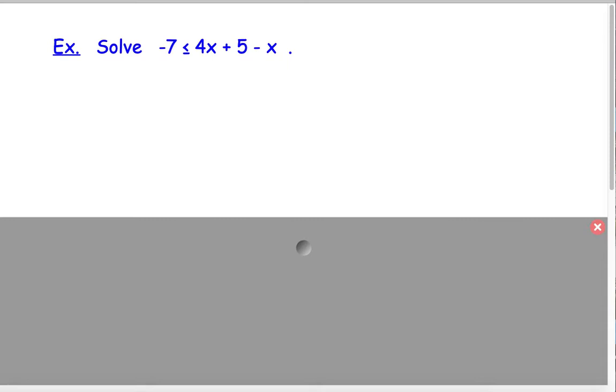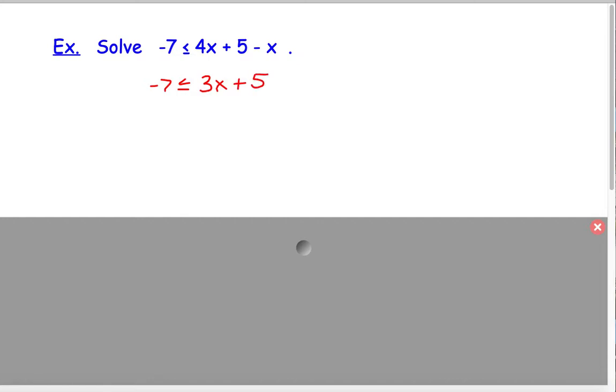Let's solve negative 7 is less than or equal to 4x plus 5 minus x. All right, what were the rules when we were solving equations? One of the things we always did was let's simplify each side first before we start adding, subtracting, multiplying, or dividing to both sides. So we can see the right side can be simplified because we have like terms. The 4x minus x I can combine since those are like terms. So I have negative 7 is less than or equal to 4x minus x is 3x, and then plus 5.